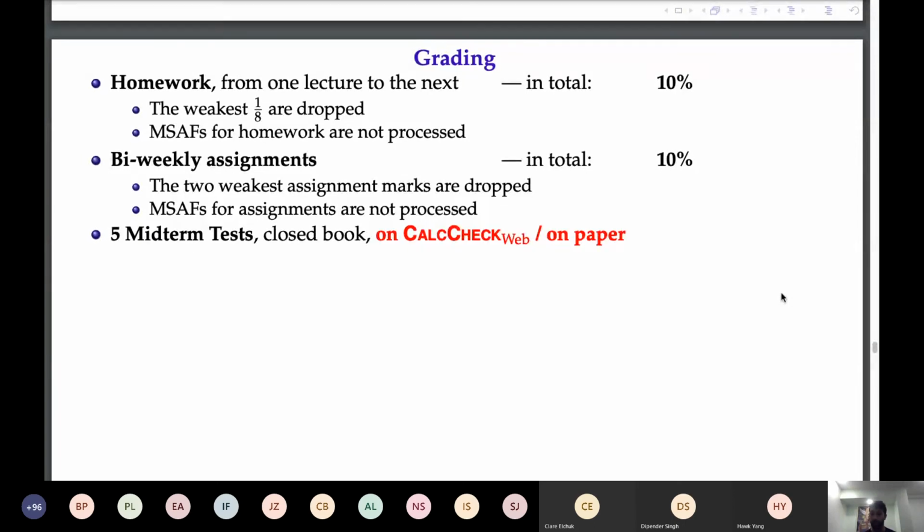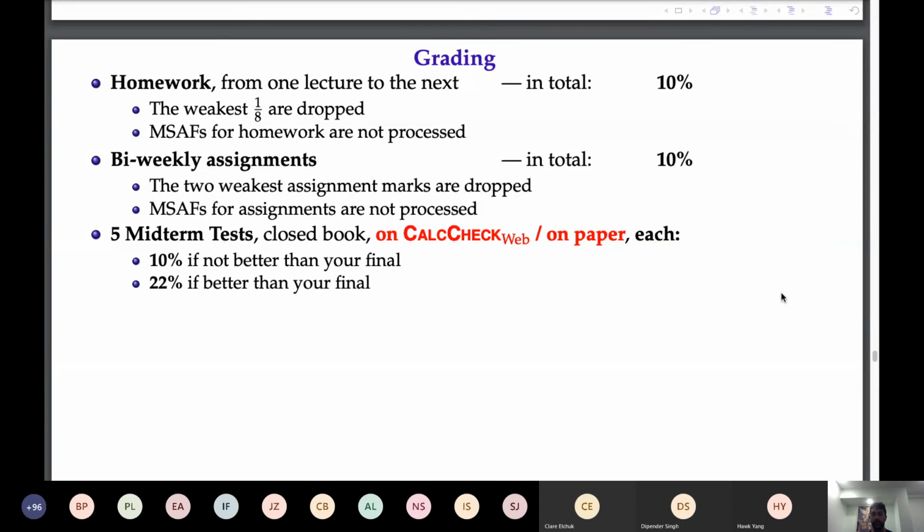Again, they're closed book. If something were to happen to the CalcCheck web server, we would then do them on paper, and we'll get to that. We'll tackle that bridge as we get to it, if need be. So hopefully we won't need to get there, but it is your responsibility to be sufficiently comfortable with the material to do it on CalcCheck and on paper. So everything is essentially 10%. The midterms are also essentially 10% each, but if you do better than the final, then they'll count for 22%. And at least 50% is what you get for the midterms, at most 60.